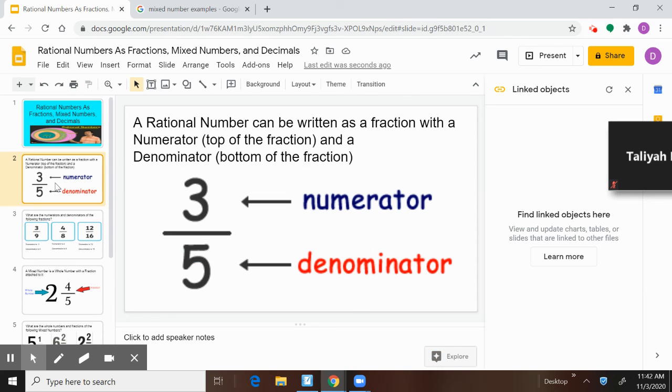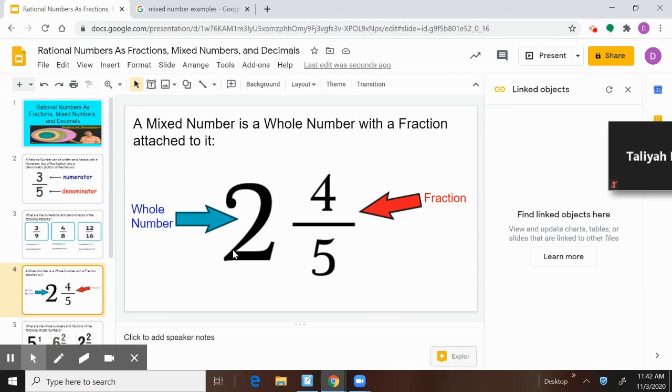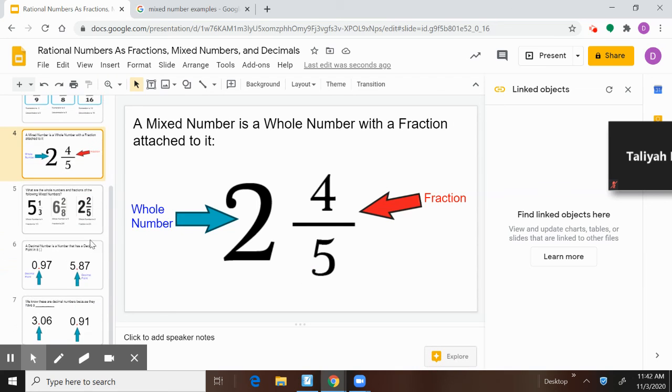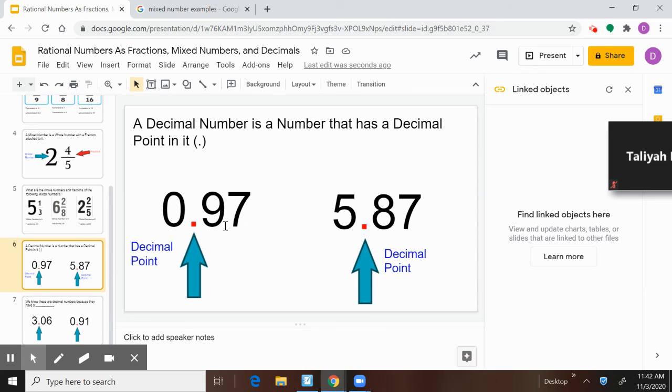So that's 3 examples of rational numbers. Again, rational numbers written as a fraction with the numerator and denominator. Rational numbers written as a mixed number, a whole number with a fraction attached. And then rational numbers as decimals, where we have a decimal point. So hopefully this was helpful.